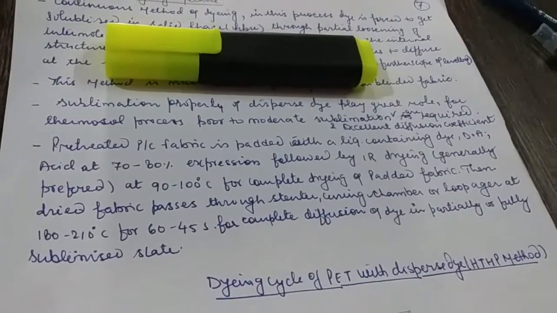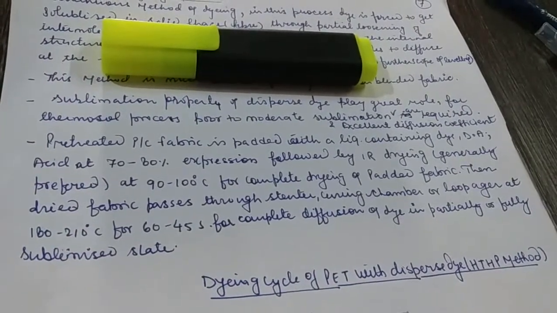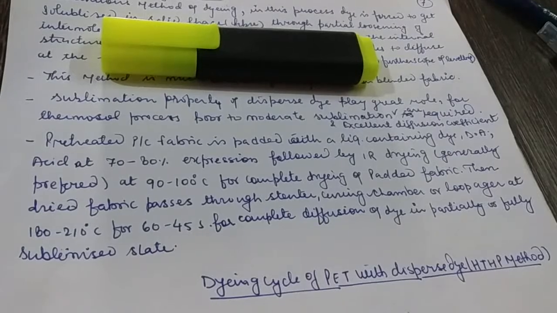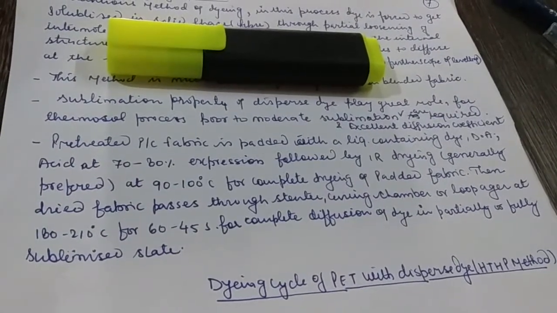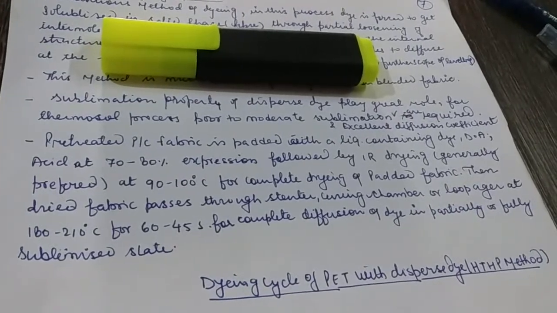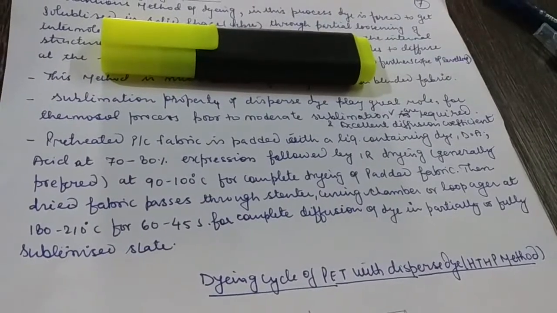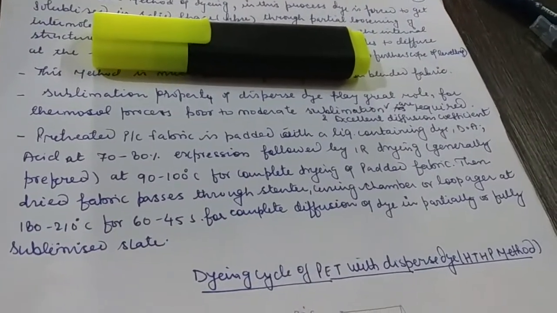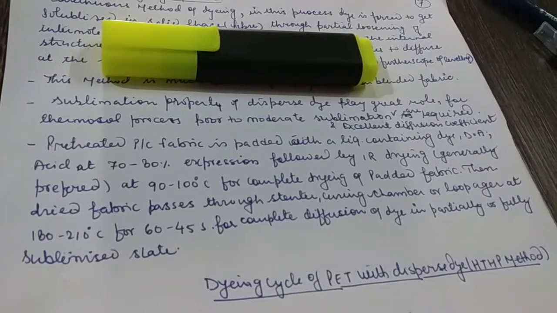Then the dried fabric passes through the stenter, or curing chamber, or loop ager at 180 to 200 degrees centigrade for 60 to 45 seconds. Again, the temperature depends on the class of dispersed dye and, very precisely, the sublimation property of the dispersed dye, for complete diffusion of dye in partially or fully sublimized state.